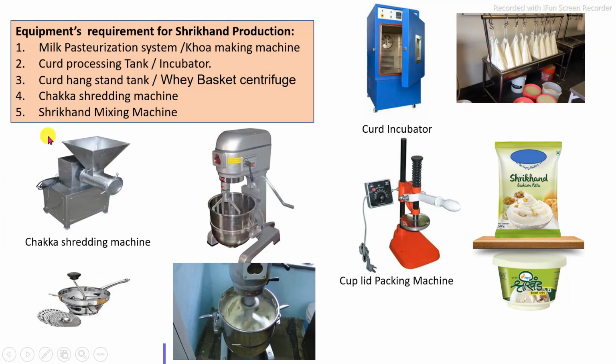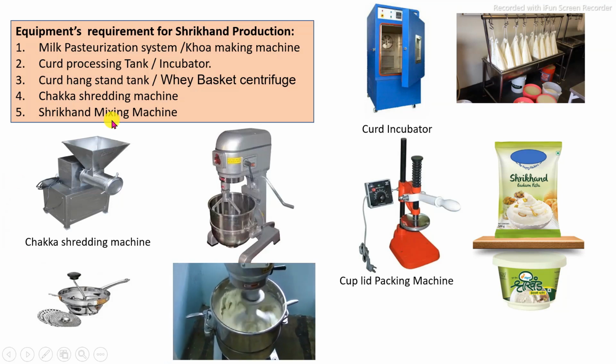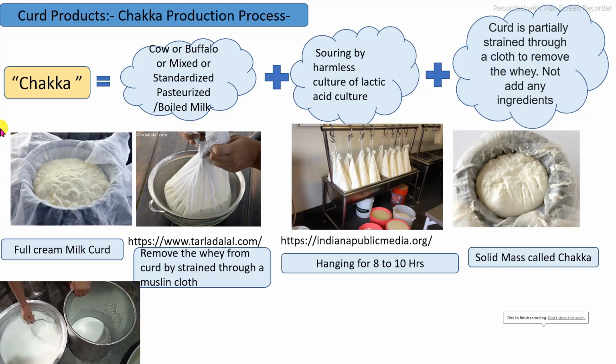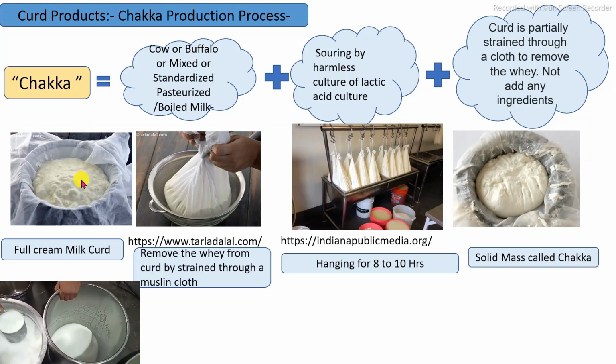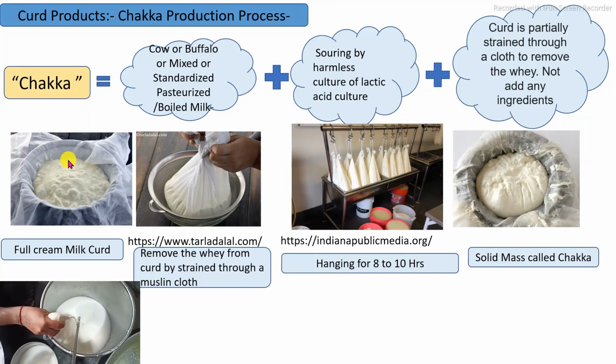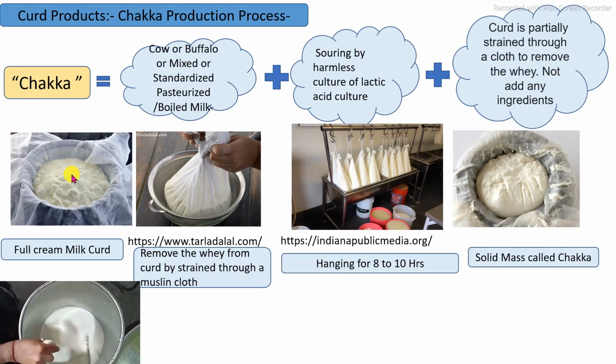These are the minimum equipment required in the manufacturing process of Shrikhand. What are the main technical terms? The first is preparation of the curd. Curd must be properly prepared with the addition of a pure culture in order to get high quality curd.